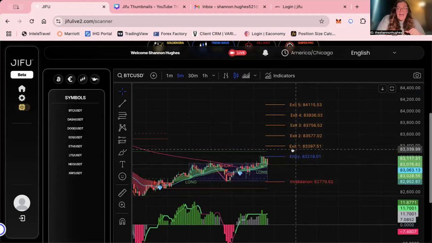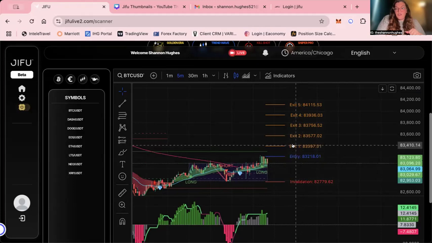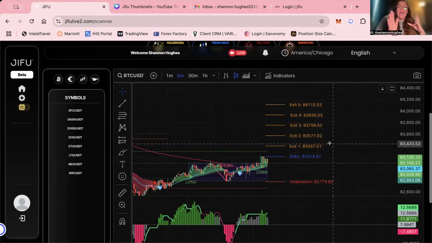Now, you also then have your take profit points. So you've got 5 different take profit points. And again, all of these numbers are given to you, and you simply copy and paste over to your trading platform. Now, what I'm going to do in a second is show you exactly how you're going to do that. But before I do, I just wanted to show you some of our other scanners.